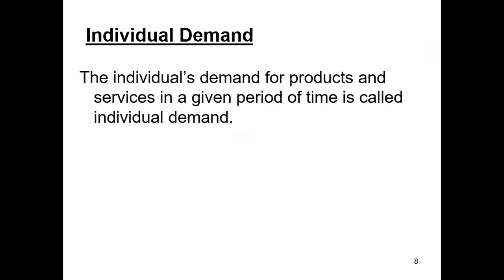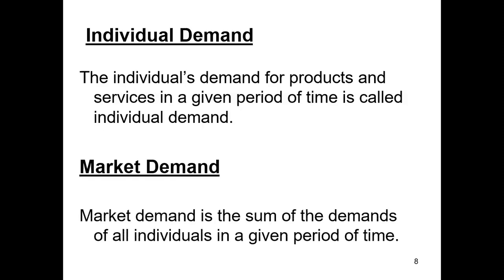Then I'm moving on to individual demand. An individual's demand for products and services in a given period of time is called individual demand. It is just for the individual, per person. Then market demand is the sum of all the individuals' demand in a given period of time. Individual is one person; market is all the individuals combined together. That is called market demand.